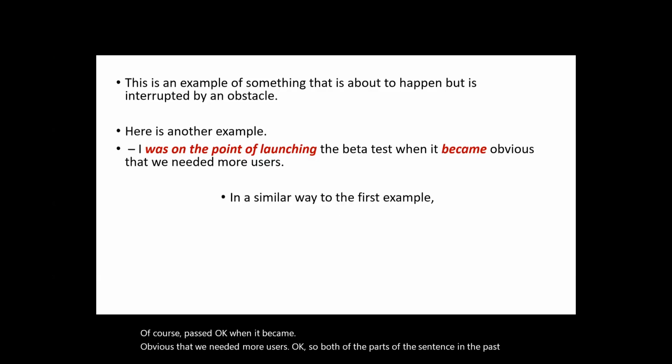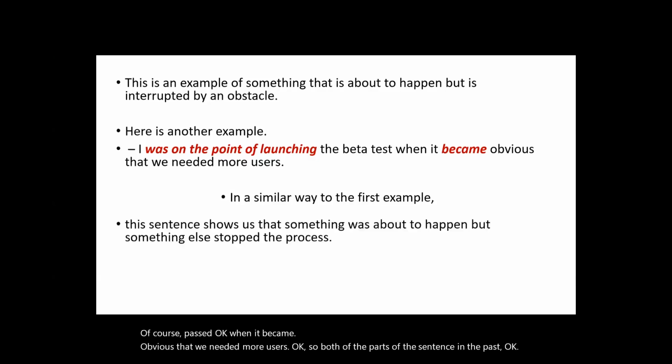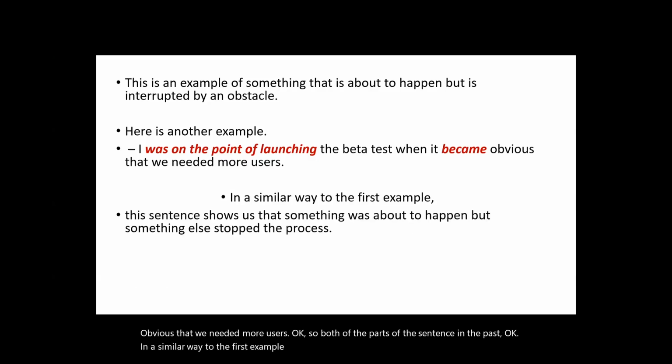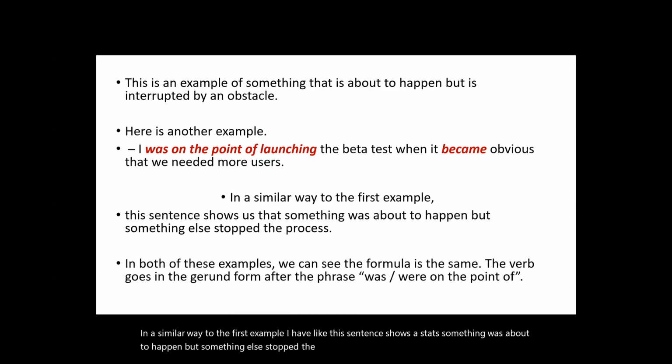Similar to the first example, this sentence shows us that something was about to happen but something else stopped the process. In both examples the formula is the same. The verb goes in the gerund form after the phrase was or were on the point of. Okay, so the first one is was or were on the point of. طيب عندي إيه كمان similar meaning، معنى بالظبط زيه بيدي نفس المعنى.